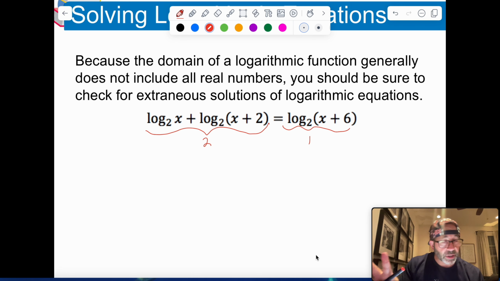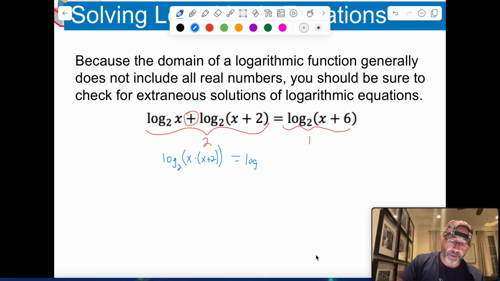So to take those two that are on the left side, this is where we're going to use our rules of condensing. That plus that's right there is going to turn into a multiplication instead. So we're going to have log base 2 of x times x plus 2. So we're going to take those two parts, we're going to multiply them together. And it's going to equal log base 2 of x plus 6.